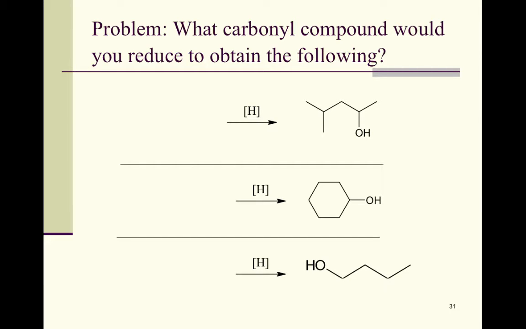What carbonyl compound would you use to obtain the following? A hint on doing this is to look at the alcohol that's being produced, classify it as primary, secondary, or tertiary, and then you can predict what kind of compound you'd need for that. Go ahead and fill in this slide and pause the video, come back and see how you did.